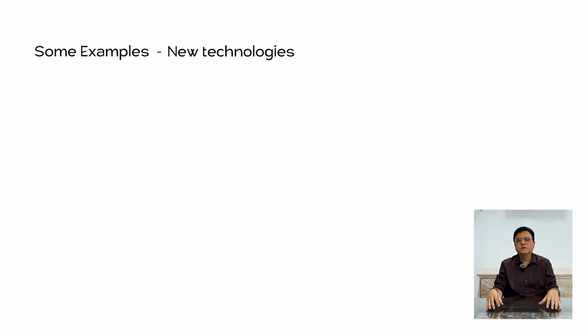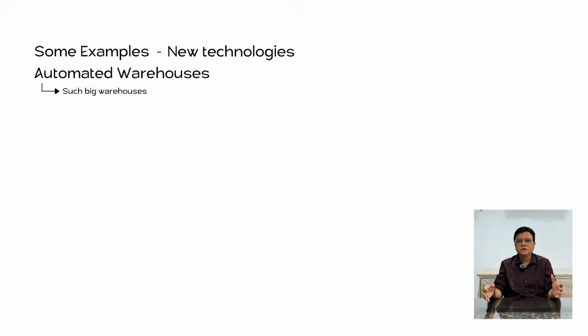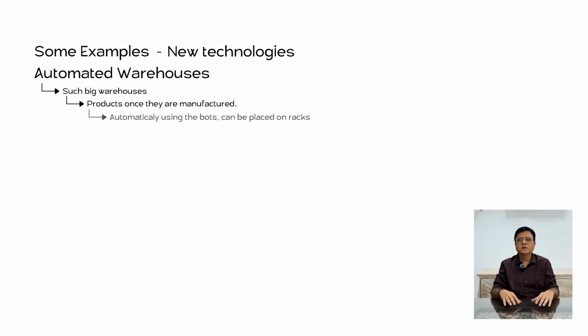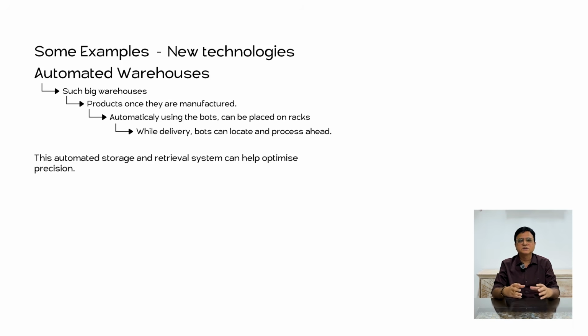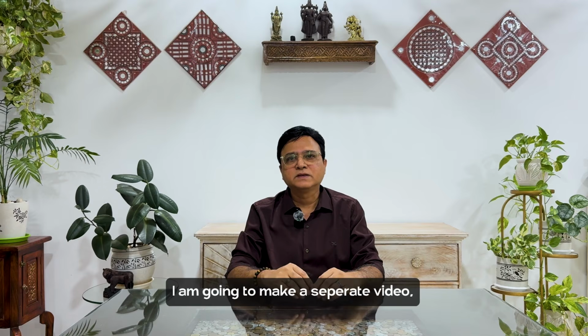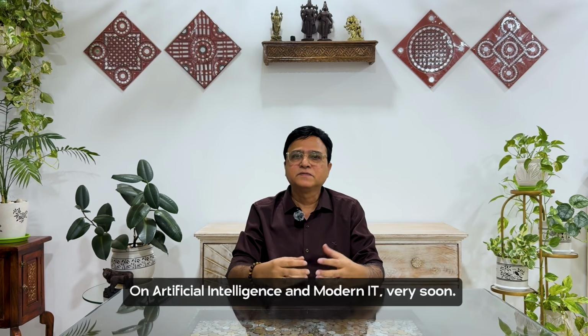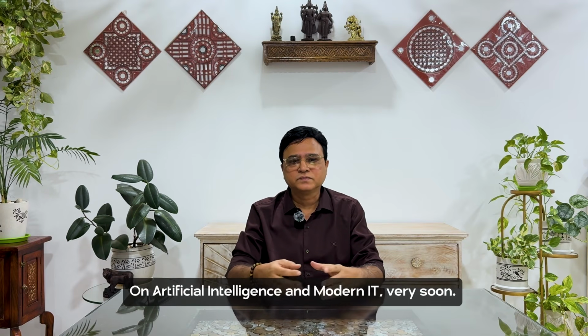And the next example I could say is automated warehouses. You can imagine the warehouses will be so big. Once the products are manufactured, these products can automatically be placed on the racks using bots, and whenever we want to deliver these products, the bots can bring them down. This is a kind of automated storage and retrieval system. This is the next example, I would say. I am going to make a separate video on artificial intelligence and modern IT very soon.